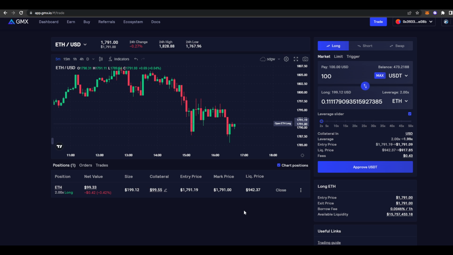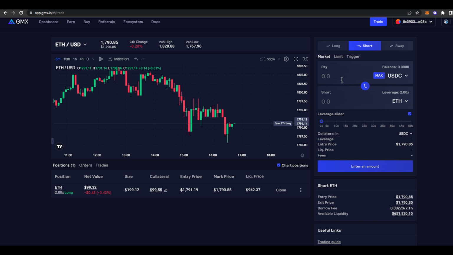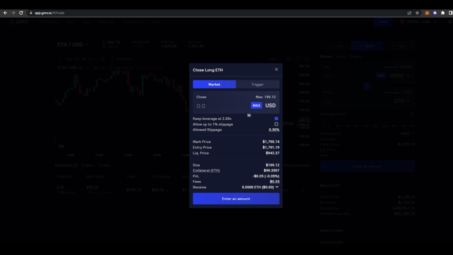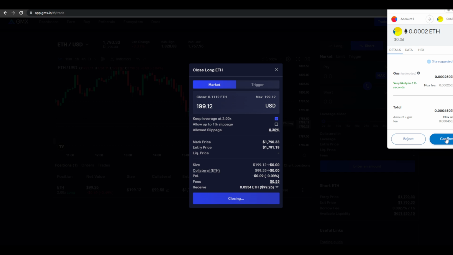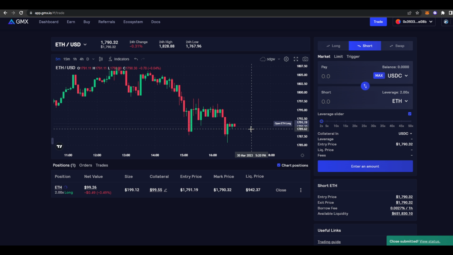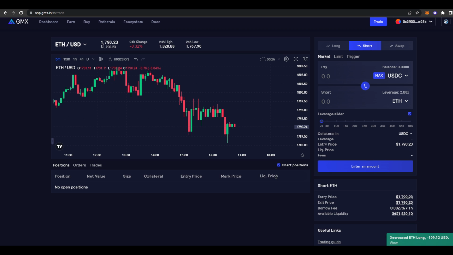And so if I wanted to close out this position, I could just go into short and then do the opposite trade here. But I'm just gonna press close. So this is the easy way to close out any longs on GMX. I'm just going to press max here, but if you didn't want to close the entire amount, you could do $100, $50, so on and so forth. But if I just press max here, that will be fine. And then I can press close, and that will cost me 55 cents to do so. Press confirm. And there we go, no more long positions open.